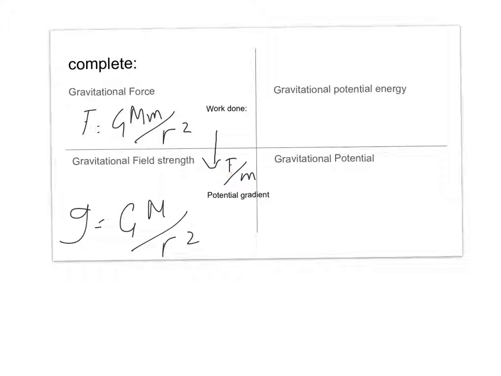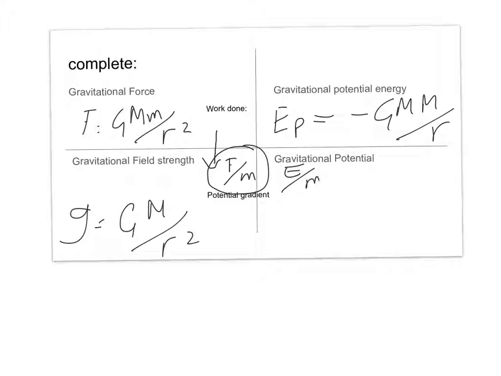Now interestingly enough, that's reflected in this side. We know that the gravitational potential energy is equal to minus GMm over r, this time, not r squared. And the gravitational potential, again, is energy over mass. So it's reflecting what's going on here on this side. And we end up with gravitational potential is minus GM over r. So what's the difference between these two sides?